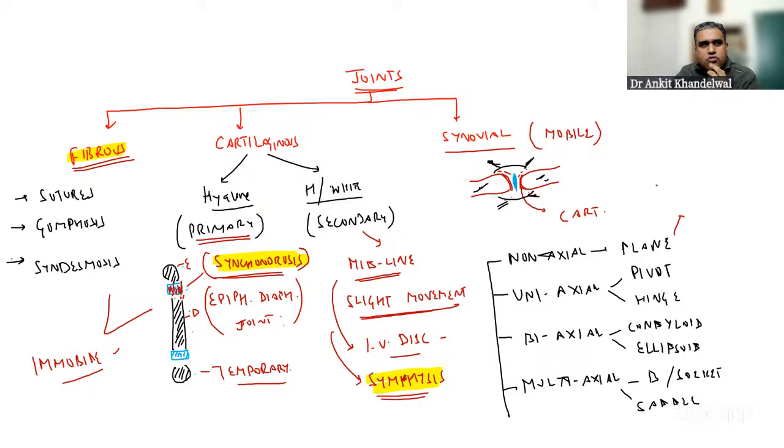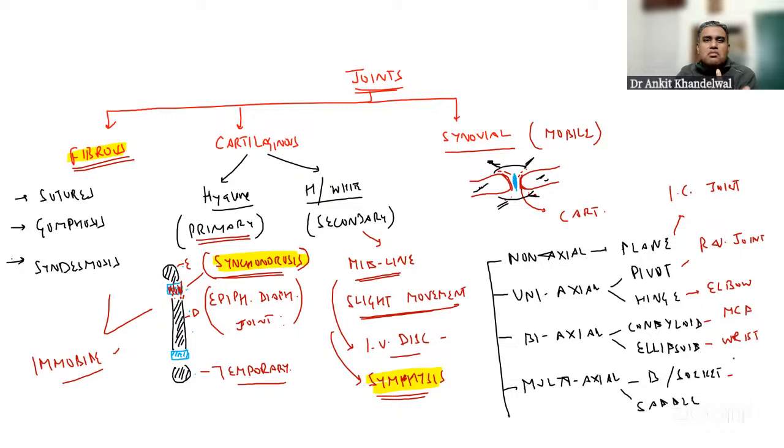Non-axial plane, for example, I can give you an example like intercarpal joint. I'm writing IC joint, intercarpal, between the carpals. Pivot joint, like radioulnar joint. This is rotation movement. Axis is the straight axis. Radioulnar joint. Hinge joint. Hinge joint is elbow, knee, ankle. All those are hinge joints. Condyloid, metacarpophalangeal. This is condyloid. Ellipsoid, like your wrist joint. In the wrist also you can flex, extend, you can slide, adduct, abduct also. Wrist joint.